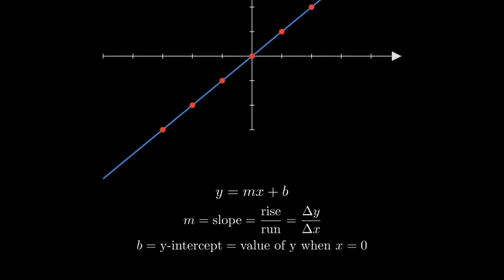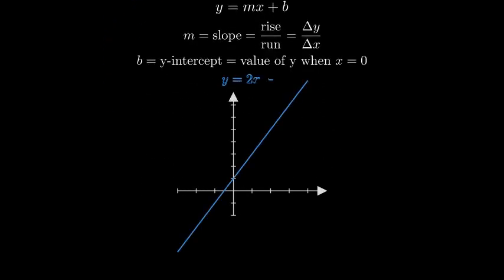Let's visualize what this means. Here's a line with equation y = 2x + 1. The slope is 2, which means the line rises 2 units for every 1 unit increase in x. And the y-intercept is 1, so the line crosses the y-axis at the point (0, 1).